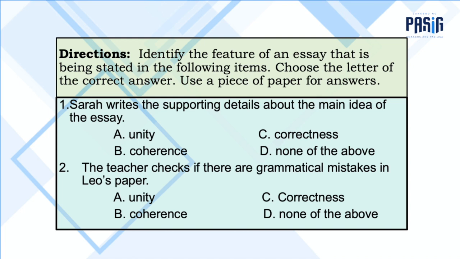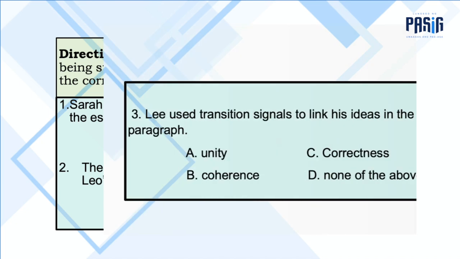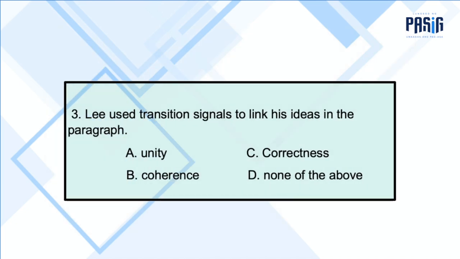2. The teacher checks if there are grammatical mistakes in Leo's paper. A. Unity. B. Coherence. C. Correctness. D. None of the above. 3. Lee used transition signals to link his ideas in the paragraph. A. Unity. B. Coherence. C. Correctness. D. None of the above.